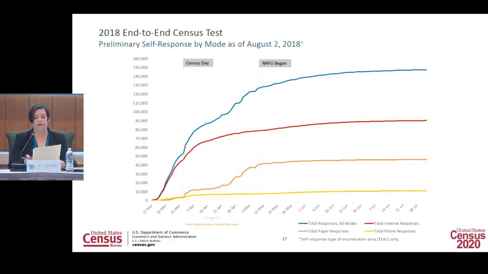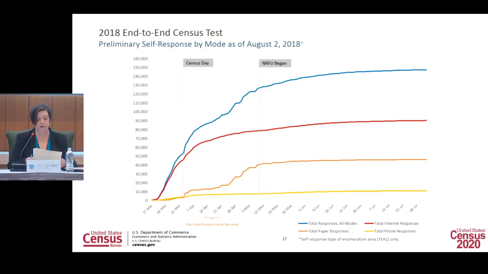This graph shows self-response by mode over time from the beginning of self-response in March through yesterday. The blue line shows the total of all responses across all modes. The red line shows internet responses, while the orange line shows paper responses, and the yellow line phone responses. As you can see, respondents who utilized the internet self-response instrument generally did so toward the beginning of the test, but we did receive online responses up through the very end of the ISR operation on July 31st.